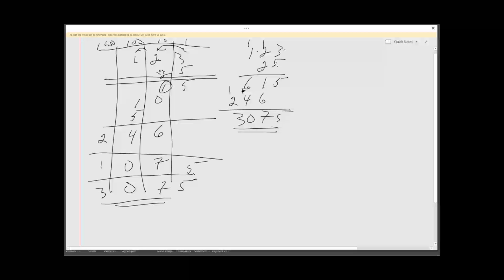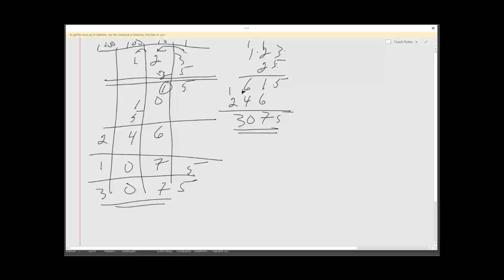So multiplication is just, you could say, wheels within wheels. That is, you distribute and then you distribute again. The distributive property is the multiplication algorithm.